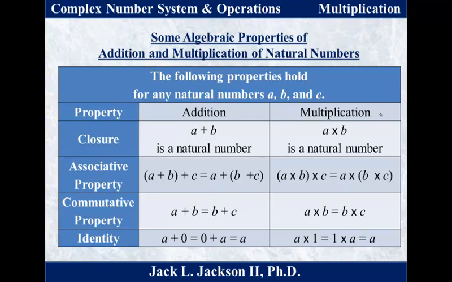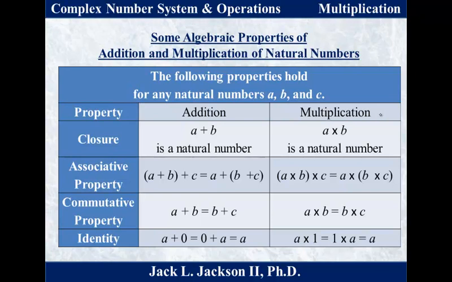The associative property works. If you take A plus B first and then add C, you can get the same thing as if you had the B and the C together and then add A. Same thing works for multiplication. A times B first and then multiply by C is the same as A times B times C. In other words, do the B times C first and then multiply A by that.